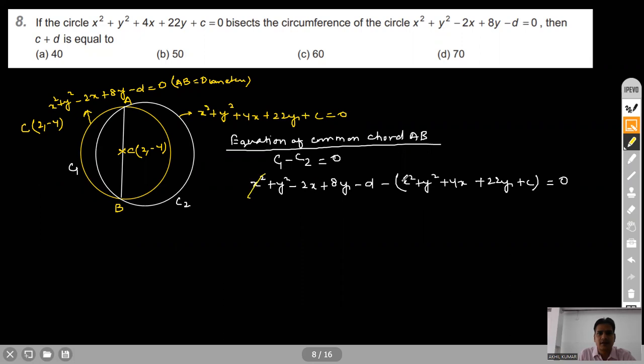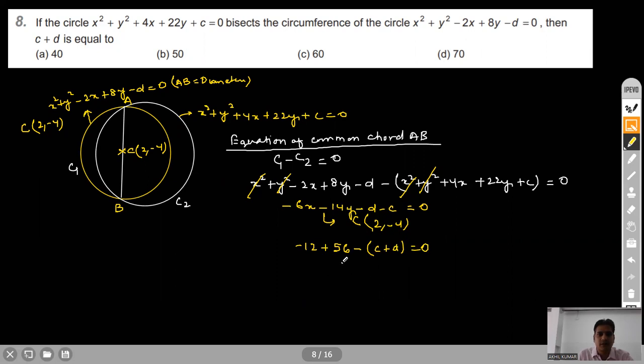So x square will be cancelled, y square minus y square will be cancelled. Now minus 2x and minus 4x will be minus 6x, plus 8y minus 22y, so this will be minus 14y, and minus d minus c is equal to 0. Now this is the equation of AB, which will pass through the center, whose coordinates are 2 comma minus 4. So let's put it. From here we get minus 6 into 2 will be minus 12, minus 14 into 4, that will be plus 56, minus, if I take minus common, C plus D is equal to 0.